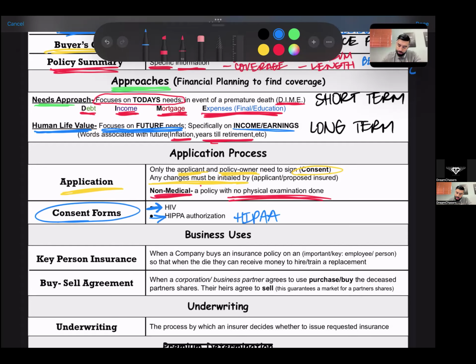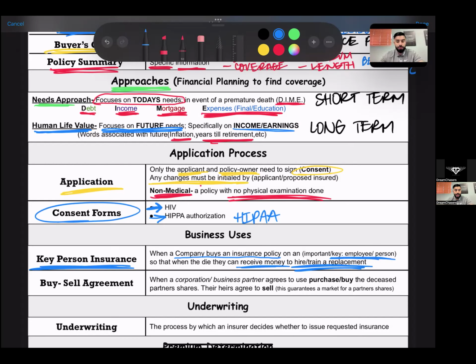Okay. Now, next are business uses of life insurance. So these are three different ways that businesses will use life insurance. There's only two listed here, but I'm going to give you a third one that you may see. The first one is key person insurance. So, key person insurance, it says, is when a company buys an insurance policy on a key employee or person so that when they die, the company receives money to hire or train a replacement.